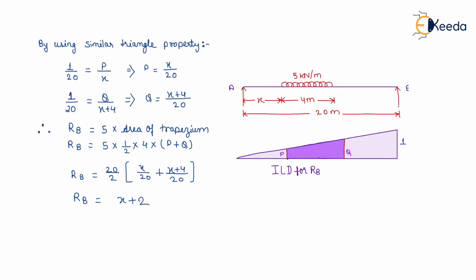For the calculation of RB, we need to multiply this UDL intensity with the area of this trapezium, which will be equal to 5 into 1 by 2 into base, that is 4, into P plus Q, that is the vertical ordinates. On putting all the values here, we will get RB equals x plus 2.